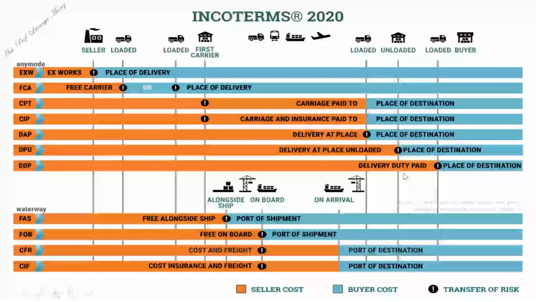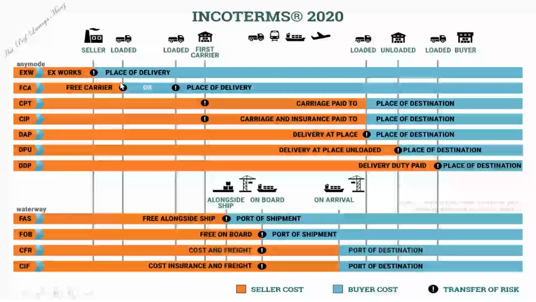DDP is delivery duty paid. Even in the importer's, the buyer's port, there will be a customs house, a customs warehouse. So we have to pay customs in two locations, the source port plus the destination port. Delivery duty paid is a term where the seller pays the customs duty as well at the buyer's port location, the customs warehouse.